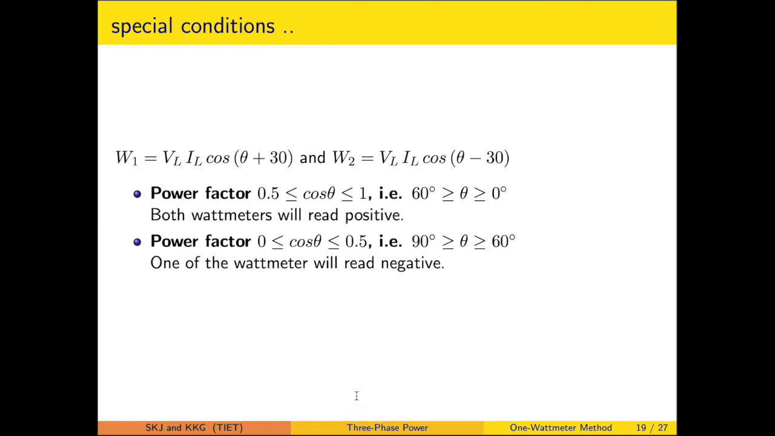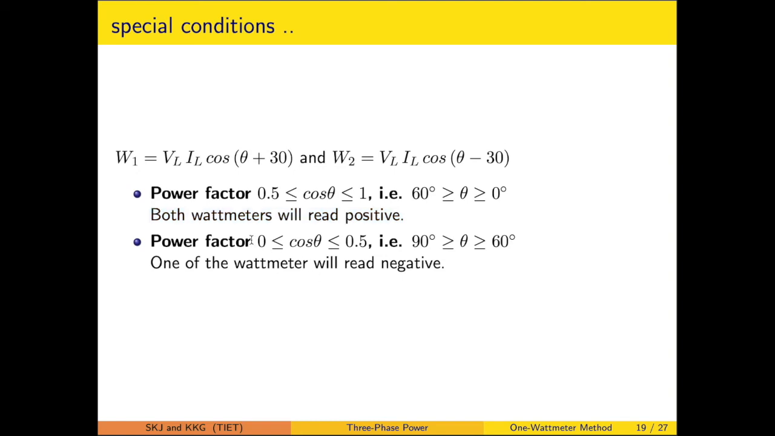Further, when the theta value is between 0.5 and 1, please be mindful that the power factor is cosine of theta. Corresponding to 1, the theta value will be 0. Corresponding to 0.5, theta will be 60 degree. So when the angle lies between 0 and 60 degree, the power measurements will be coming out to be positive by both the meters.